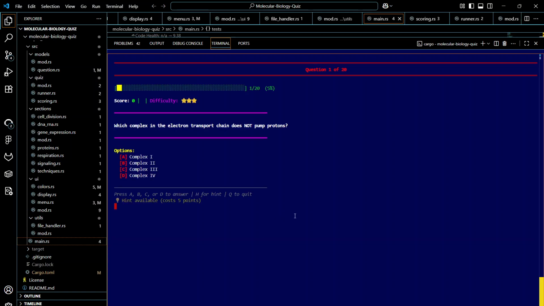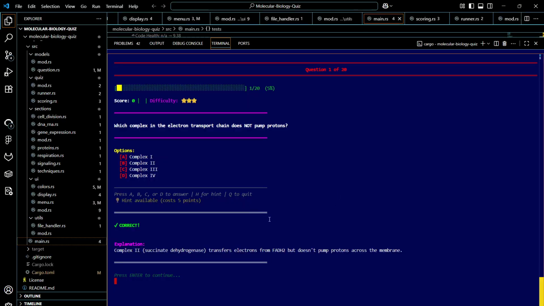Here we go. Question 1 of 20. I integrated a difficulty ranking for each question. My score is currently at 0 because I haven't started it yet. Let's go ahead and try some of these. Which complex in the electron transport chain does not pump protons? I think that's complex 2. Excellent. And I also integrated an explanation for each of them, whether you get it right or wrong.